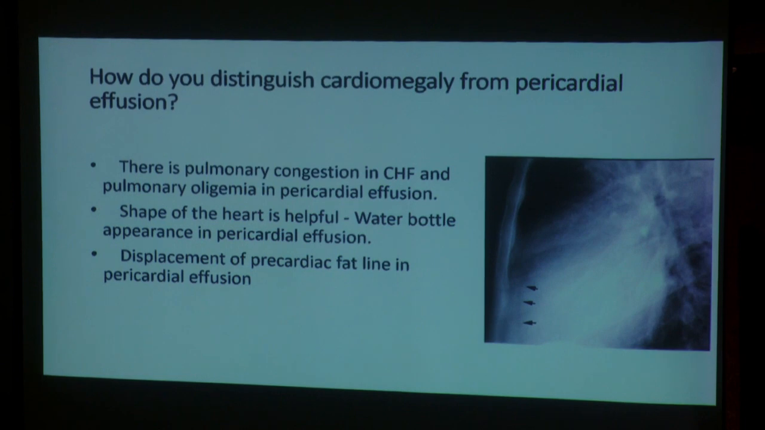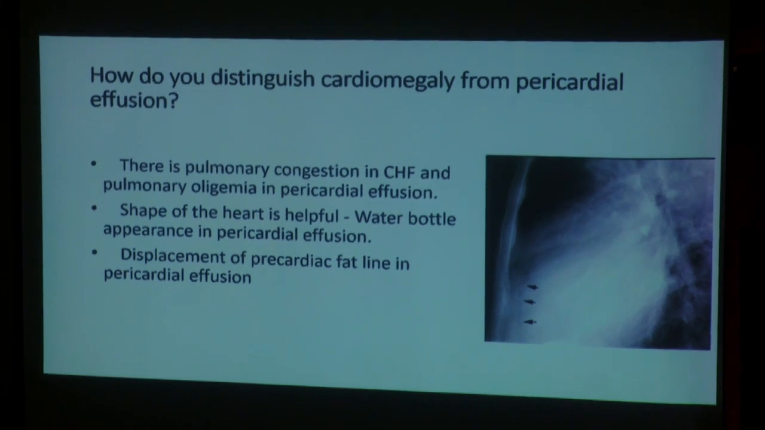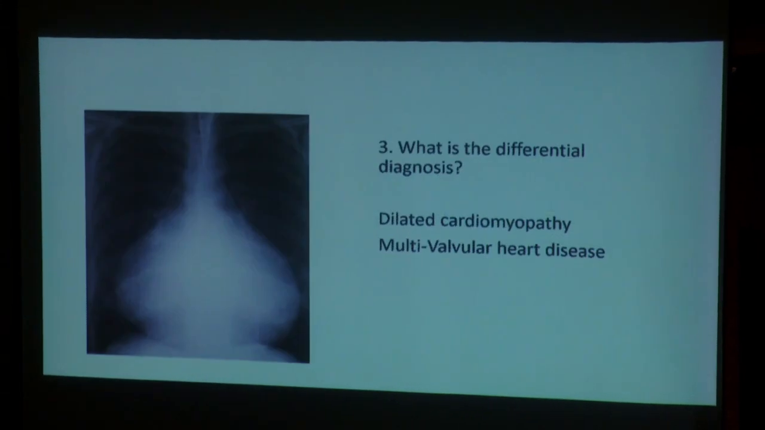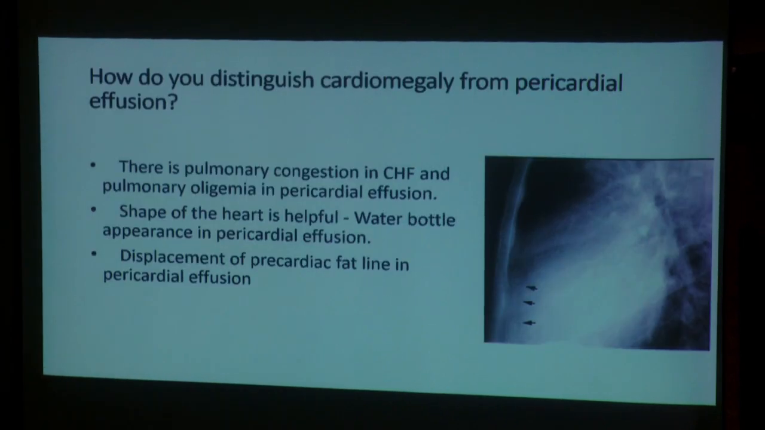For conditions like multivalvular disease or dilated cardiomyopathy, you expect pulmonary congestion associated with heart failure. Whereas in a pericardial effusion, we do not see pulmonary plethora. Instead, we see pulmonary oligemia. You don't see many vessels, and the shape of the heart is useful again. On the lateral view, you can see a classical displacement of the pericardial fat. The effusion is seen pushing the pericardial fat posteriorly.